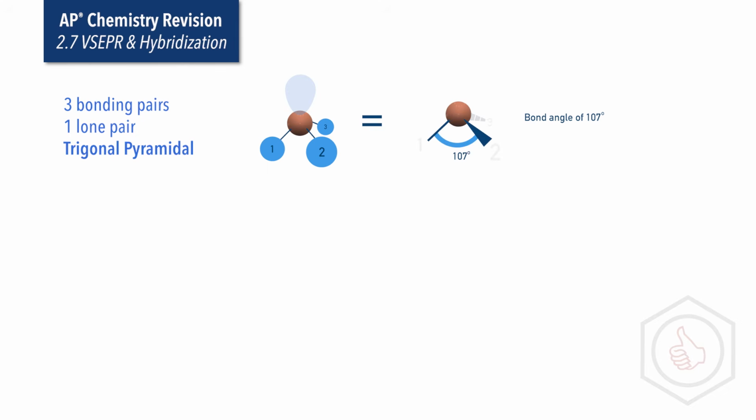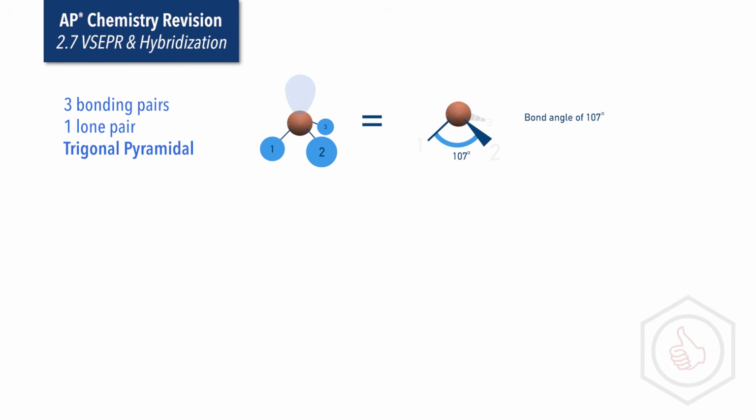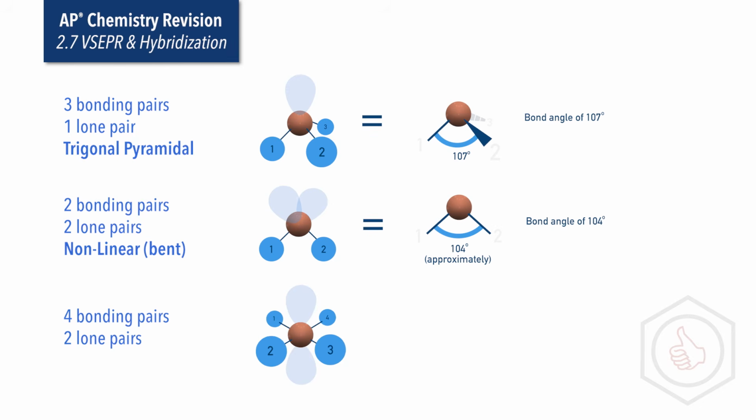Notice the bond angle is slightly less than in a tetrahedral arrangement because the lone pair of electrons repels the bonding electrons more than the bonding electrons repel each other, meaning they're squeezed closer together, giving a slightly lower bond angle. If the central atom has 2 bonding pairs and 2 lone pairs, now the shape is nonlinear, and the bond angle is decreased even further to approximately 104.5 degrees. And if the central atom has 4 bonding pairs and 2 lone pairs, now the octahedral electron domain geometry becomes a square planar molecular geometry with bond angles of 90 degrees.